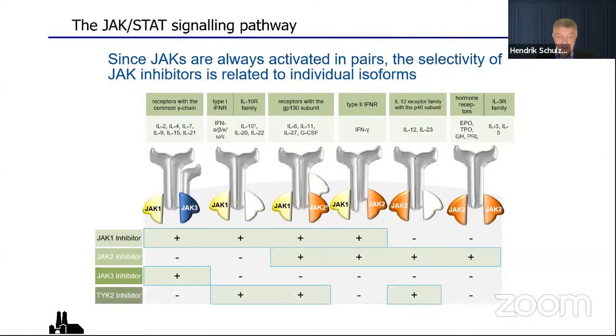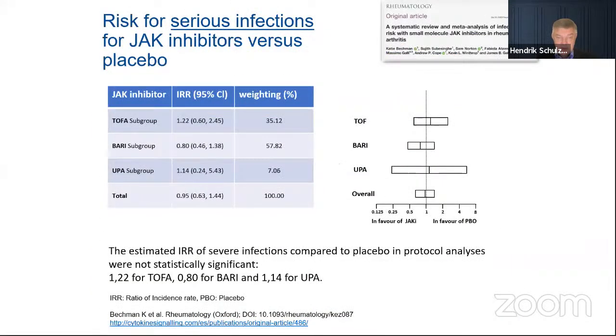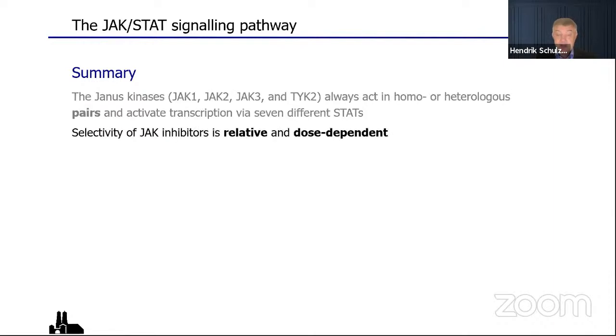And finally, the TYK inhibitors will also give you a different appearance. So if we are going to summarize, the Janus kinases JAK1, 2, and 3, and TYK2, they always act in homo or heterologous pairs and activate transcription via 7 different steps. There was no time to go into this in any detail. And the only homologous pair is the JAK2 pair associated with the growth cytokines in hematopoietic cells.